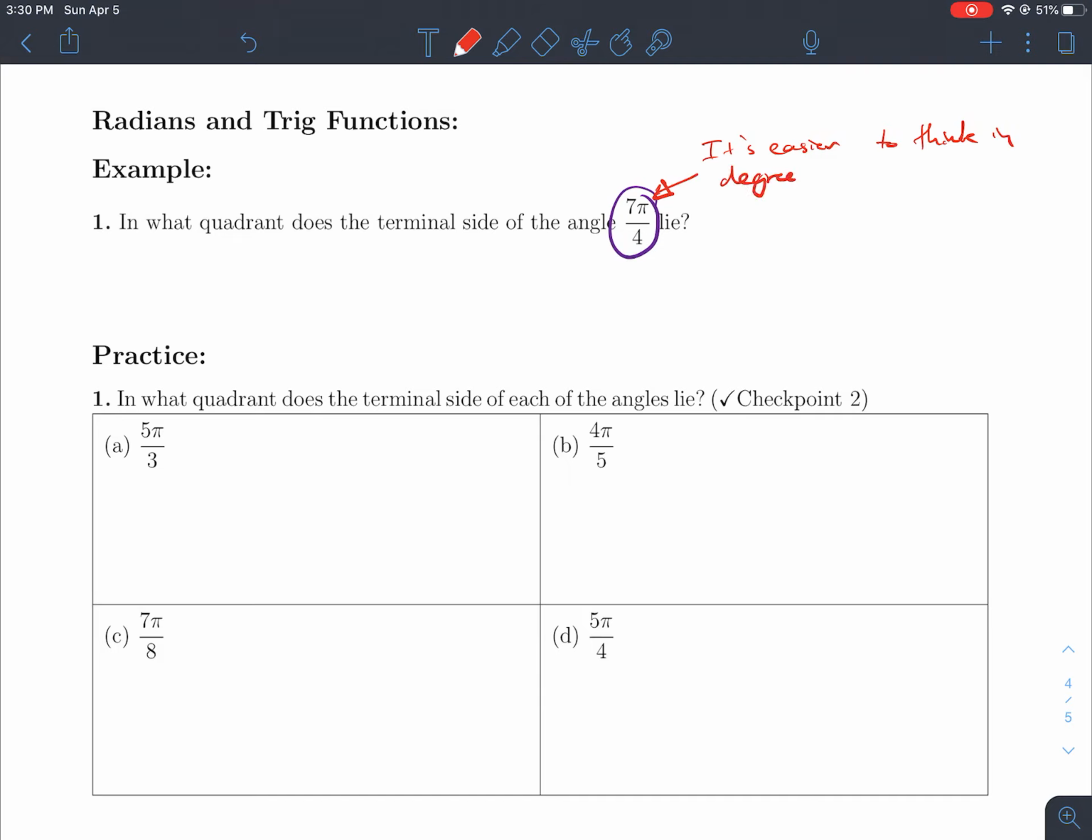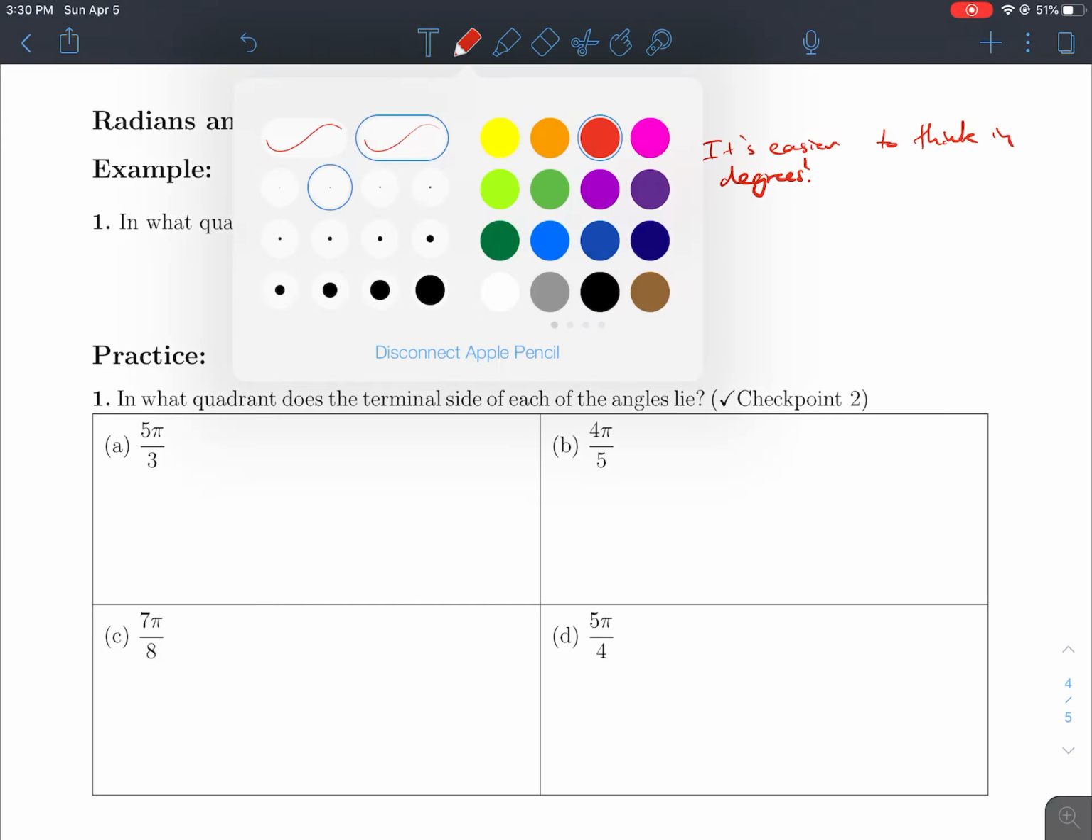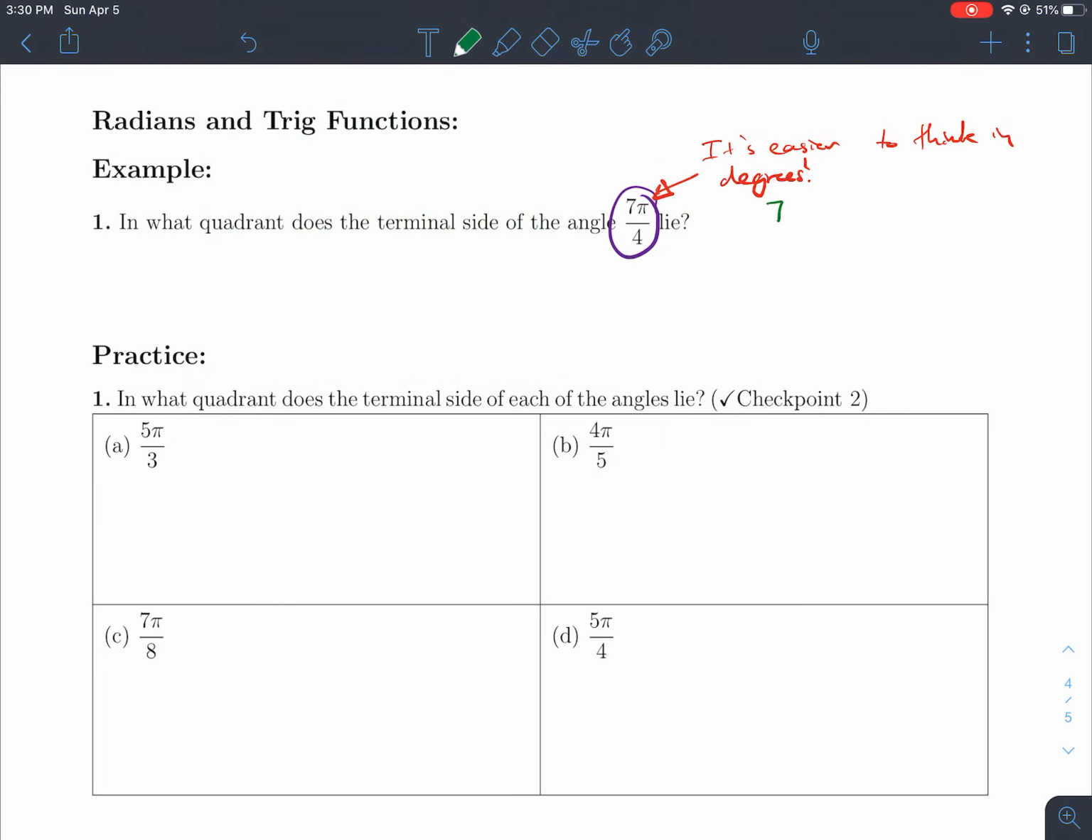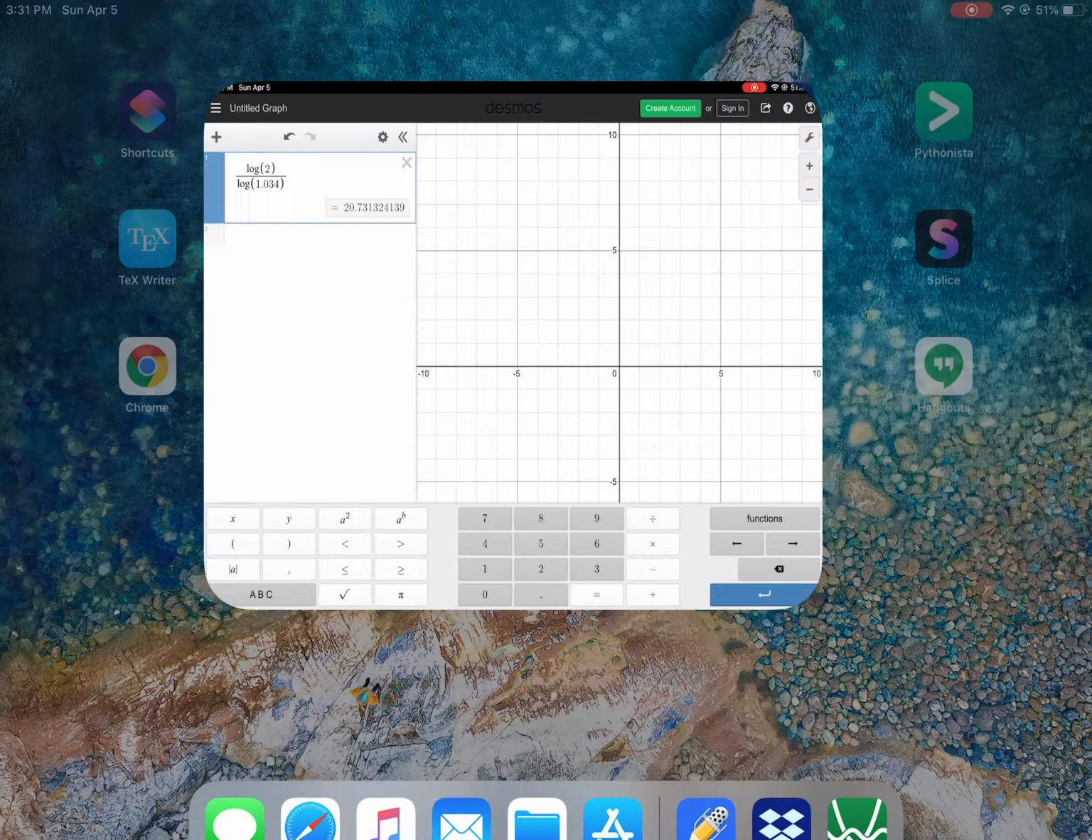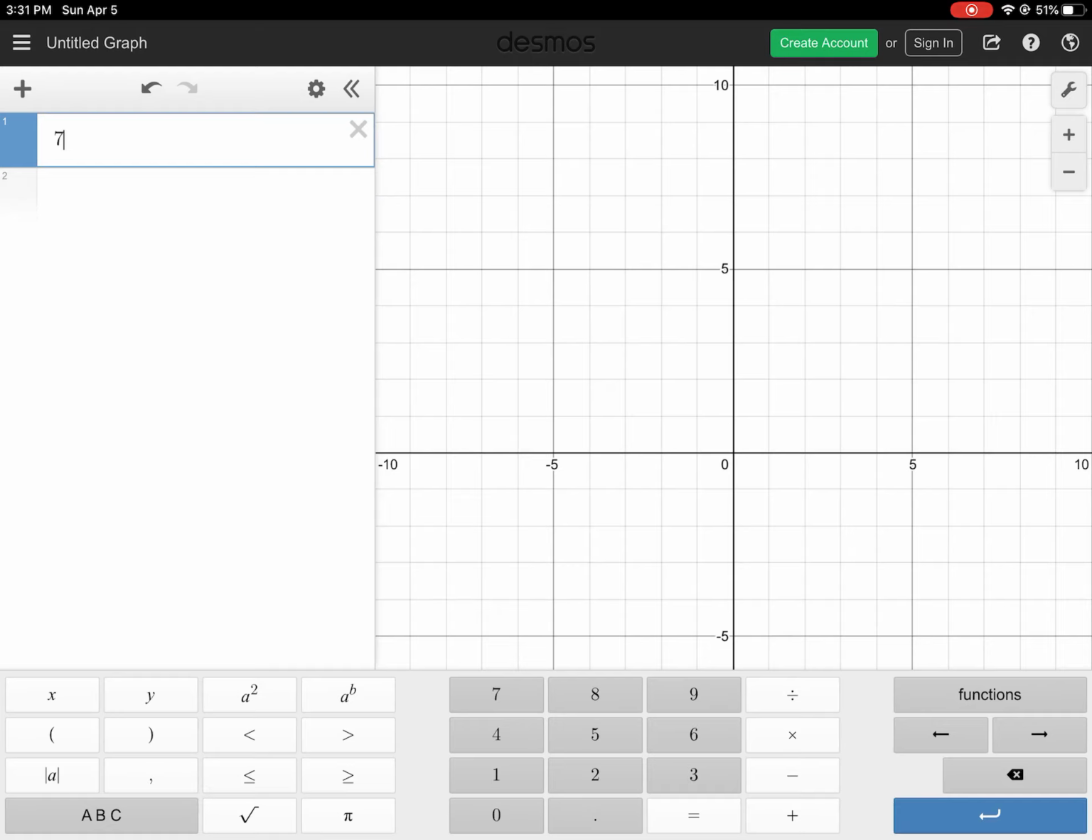So let's turn this into a degree problem. To turn it into a degrees problem, we're going to do 7 from the problem. Pi radians is really just 180 degrees, and then we divide it by 4. If you put that whole thing in your calculator, 7 times 180 divided by 4. It doesn't matter whether the 7 is written separate or off to the side.